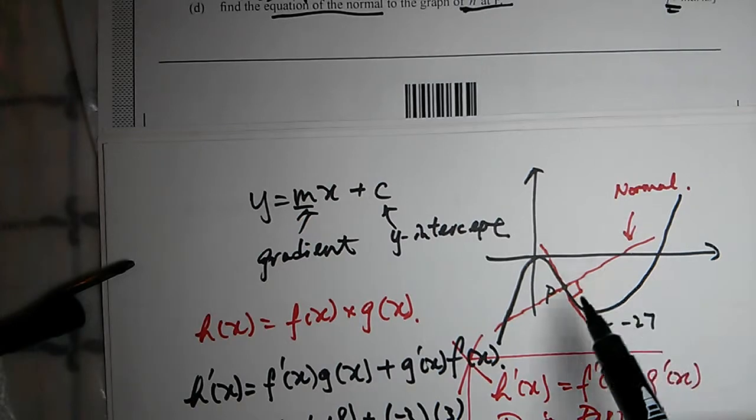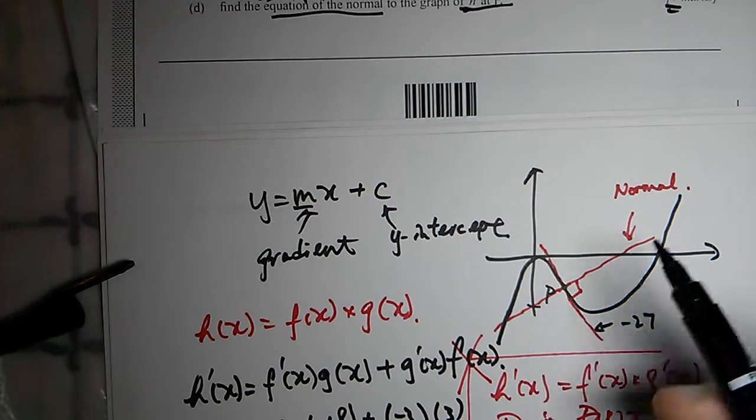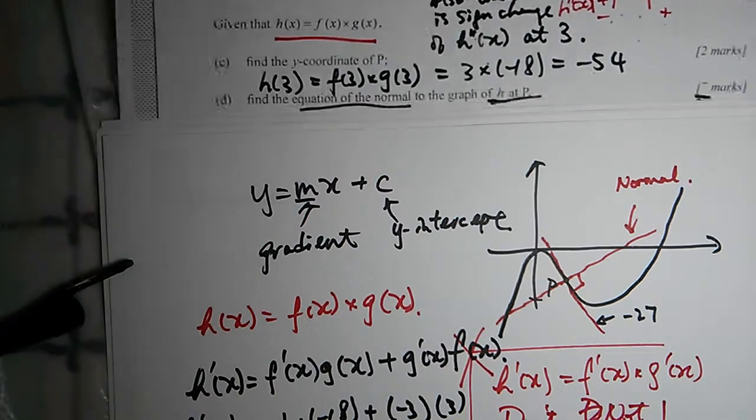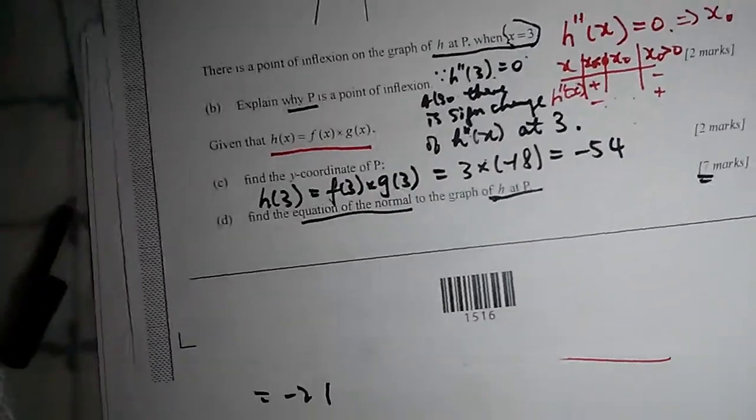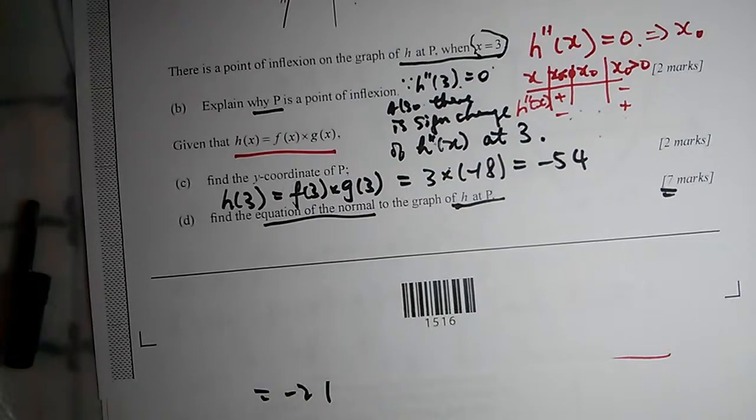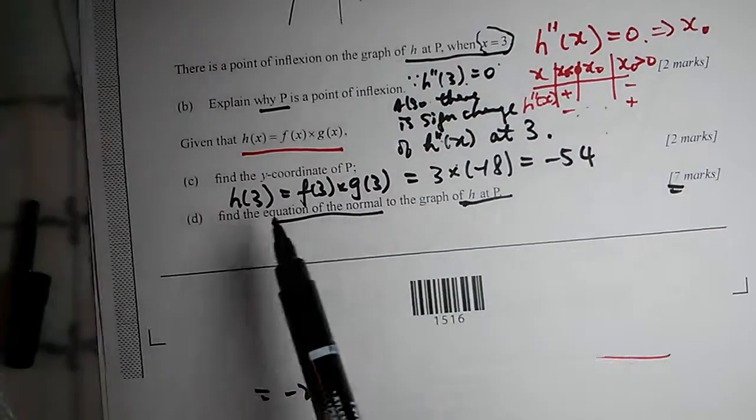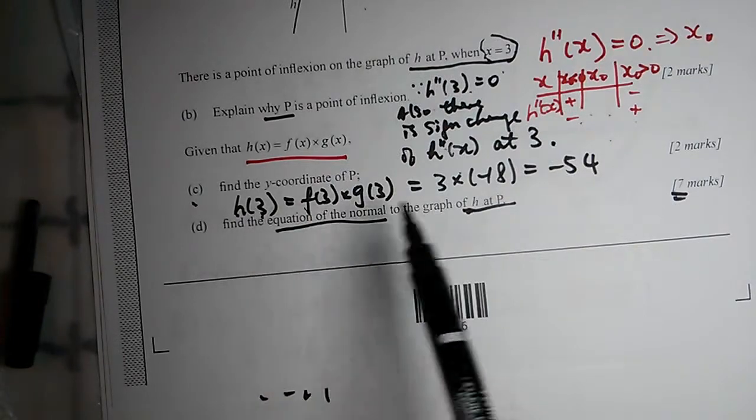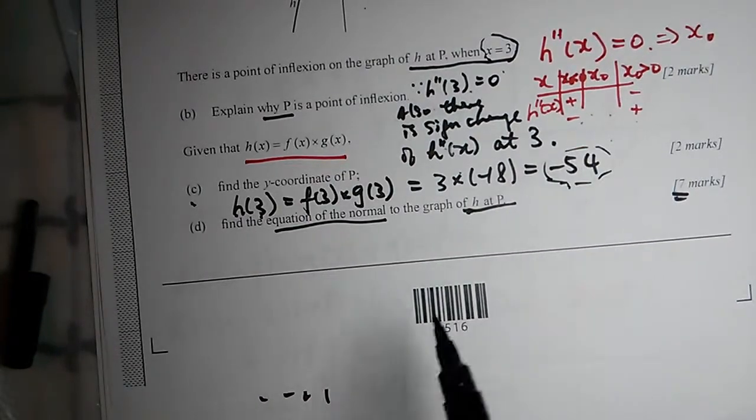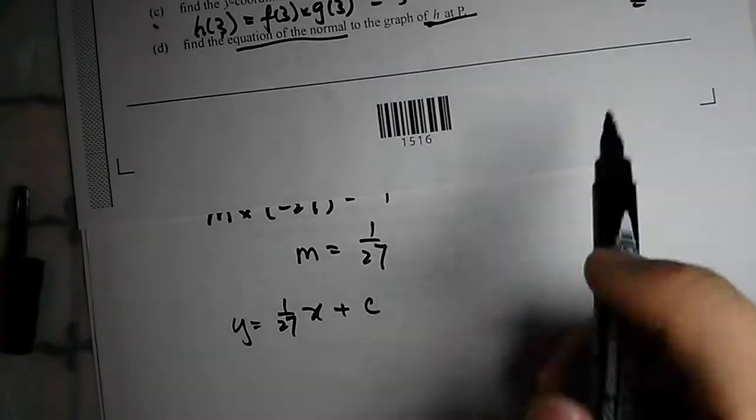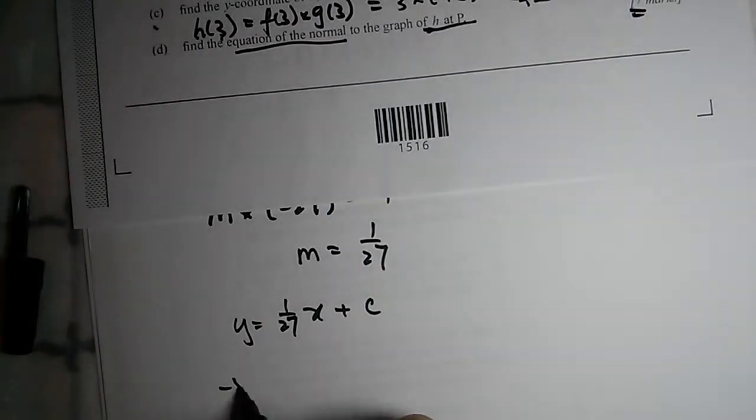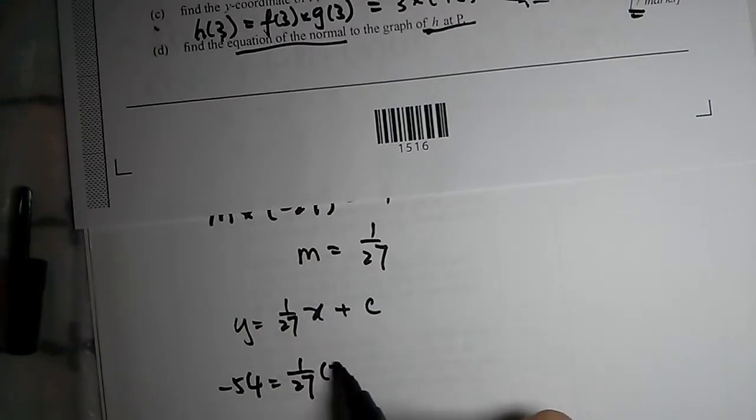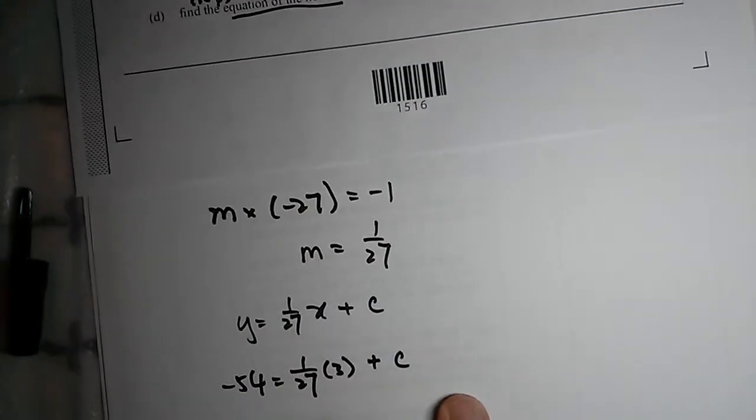It wouldn't be clear what the y-intercept is from the graph. We simply can't find it in this way. So to find c, which is a very normal step, we plug in the point. It was found in part C that for h, when x is 3, y is negative 54. So we plug this in. Negative 54 equals 1 over 27 times 3, plus c.